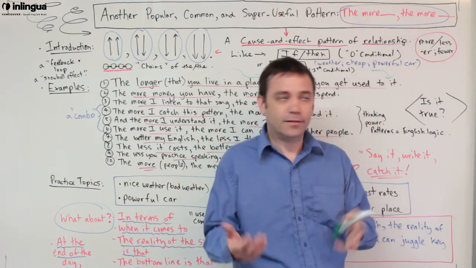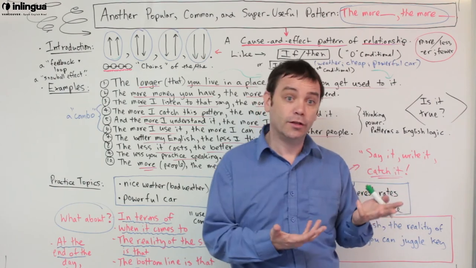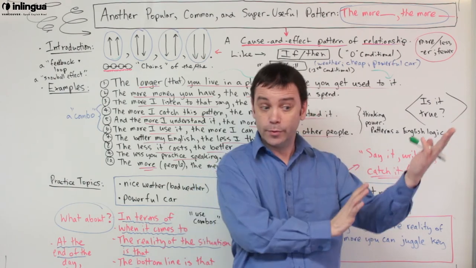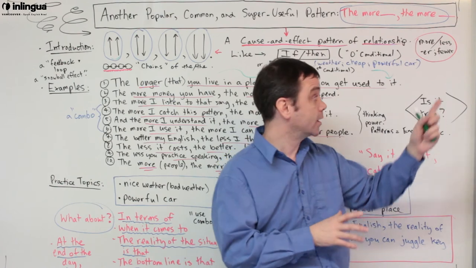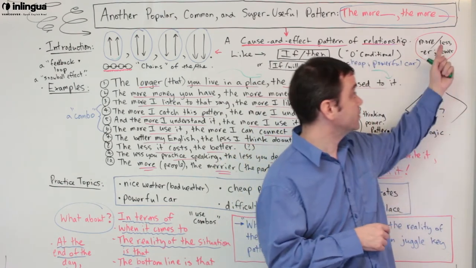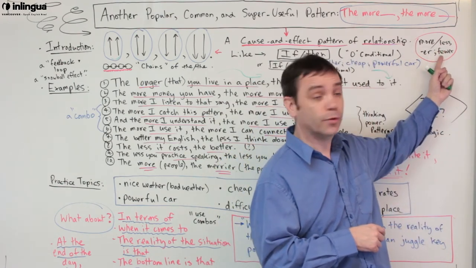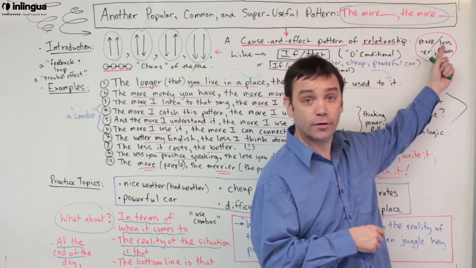It's common sense. The nicer the weather, the more people go to the beach. And the worse the weather, the fewer people go. Right? Because people is uncountable. People are countable, fewer, and or you can use less for uncountable.